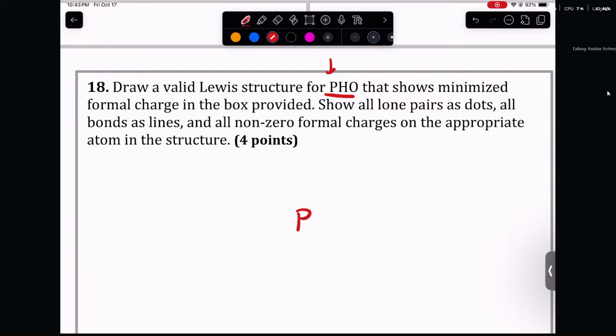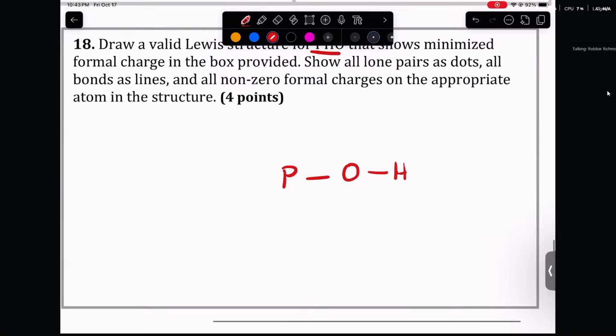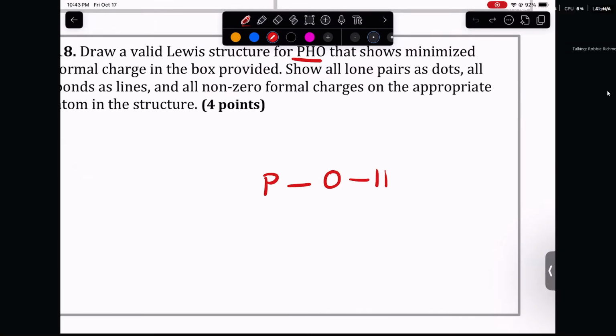Phosphorus goes in the middle, oxygen on the outside, and we have two options here. We can either put the hydrogen here, or we can put it on the oxygen. In this instance, I'm going to show just the right answer. If you put the hydrogen on the oxygen, that's okay, but it will be very obvious when you check formal charges that the formal charges for oxygen and phosphorus are not minimized.